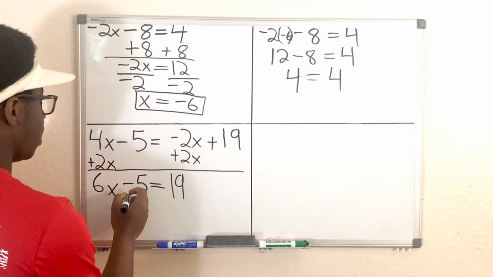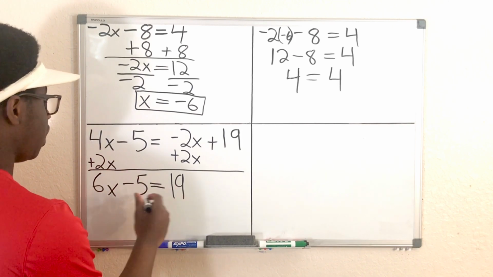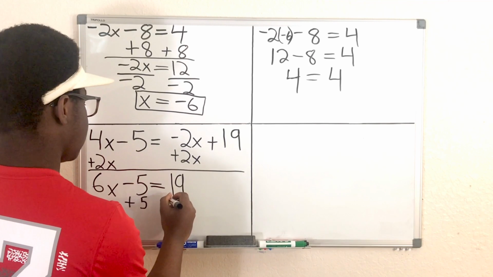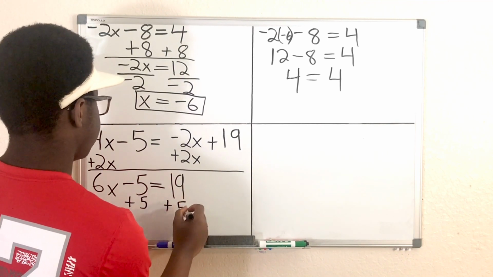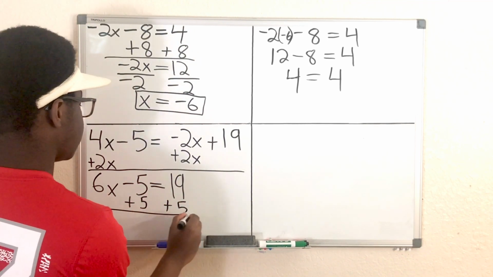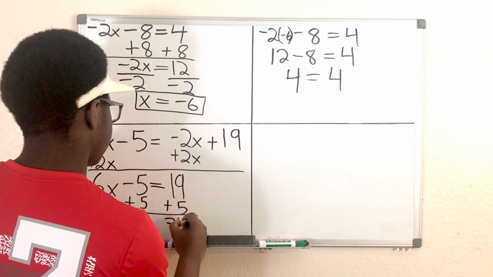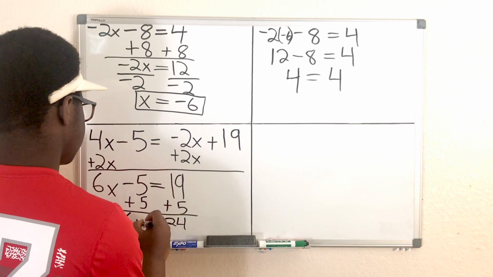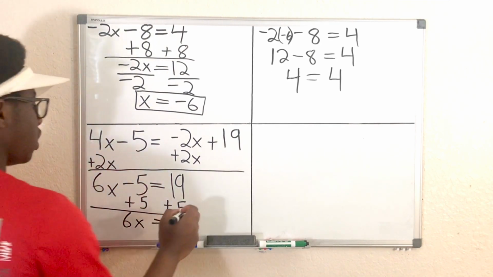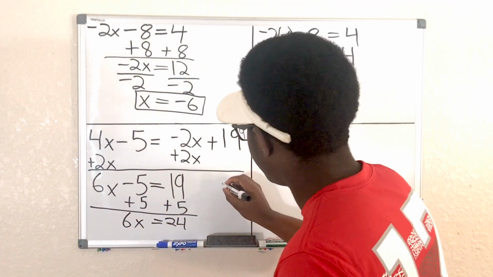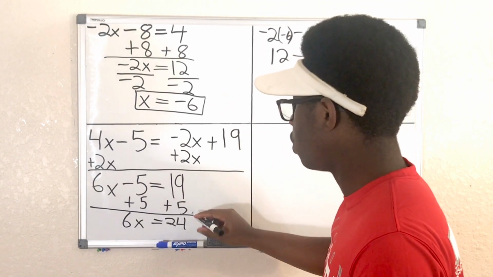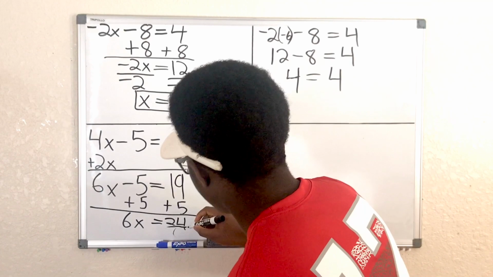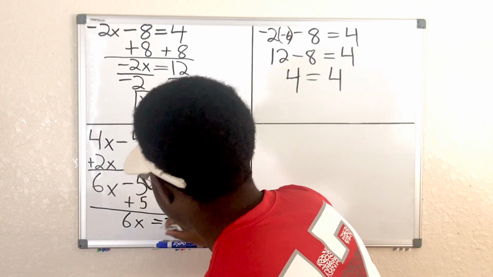So now we can take 5 from this side and bring it here. So we have plus 5 on both sides. We get 24. Sorry guys, I'm running out of space. 6x is equal to 24. Let's bring this here. So now we have 6x is equal to 24. We divide both sides by 6.